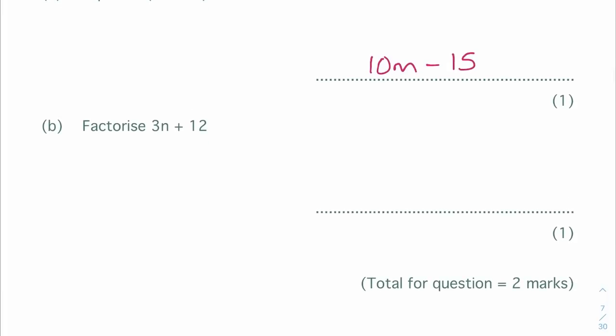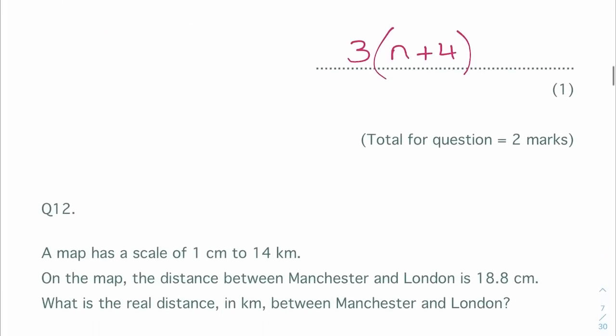Factorising, so we're putting it back into brackets, so just think, what do these two things both divide by? Well, they both divide by 3, so 3 would go on the outside of the bracket. 3n divided by 3 is just n, and 12 divided by 3 is 4, so it'd be n plus 4 in the bracket. And you can always re-expand that, you get 3n plus 12 when you expand it, so we know we've got it correct. On to the next question.